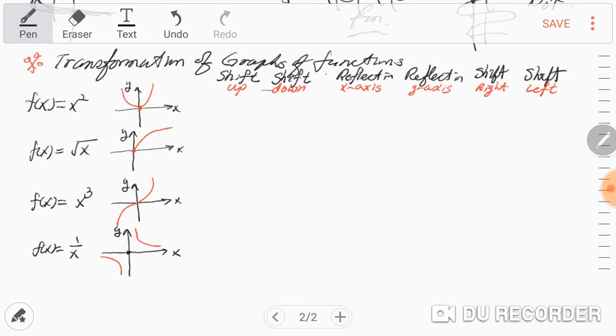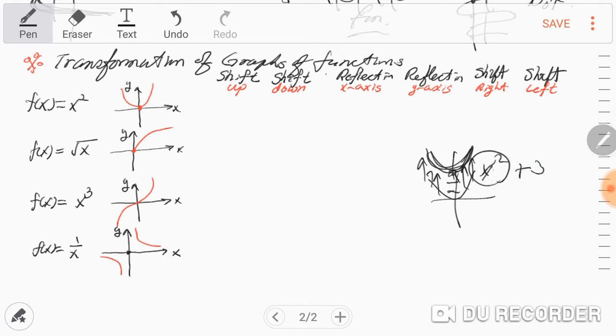So let's shift the graph up, 3 units up. If you shift this x squared graph 3 units up, then it will be something like this. So this is the x squared graph. If you shift up 3 units, then the graph will be moved 3 units up, like this. Then the y value is increased by 3.